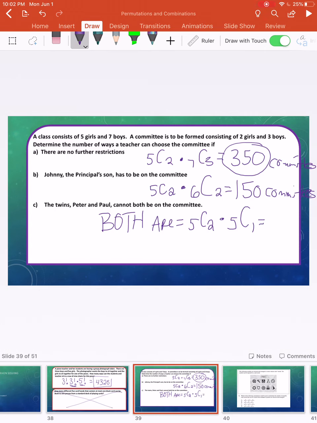So on my calculator, I would type 5 choose 2 times 5 choose 1. And I get 50.